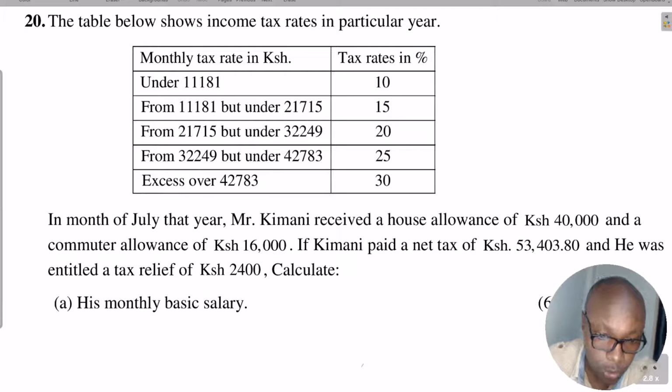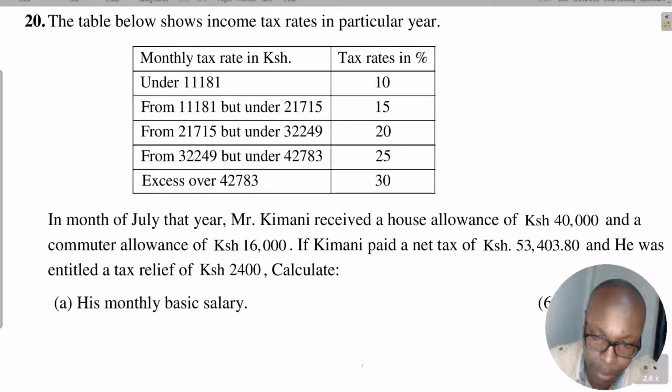Let's solve this question on income tax. The table below shows the income tax rates in a particular year. So the table is there with monthly tax rates in Kenya shillings and tax rates in percentage. In the month of July that year, Mr. Kimani received a house allowance of 40,000 shillings and a commuter allowance of 16,000 shillings.